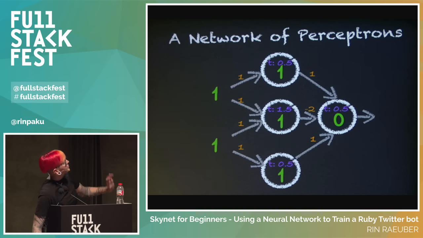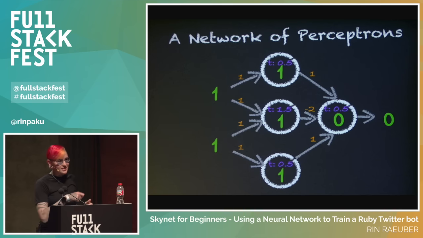Okay, now I have to add 3 things, but I think I can do it. 1 times 1 plus 1 times 1 is 2, and then plus minus 2 times 1, that's a 0, and a 0 is smaller than 0.5, so that's 0. Done. So the output of this whole thing is 0. Little secret, this network actually implements XOR, and if you're really bored, you can try it out with all the other values and see that it really works. But you can also just trust me and we can go on.